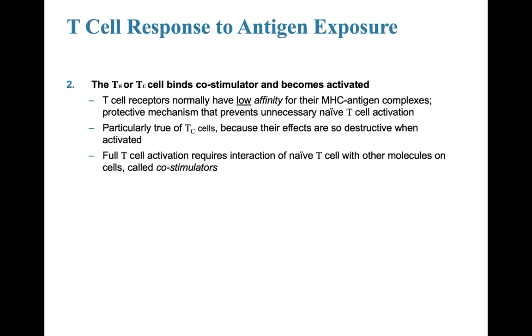The second stage is that the helper T cell or the cytotoxic T cell binds a co-stimulator and becomes activated. T cell receptors normally have low affinity for their MHC antigen complexes, a protective mechanism that prevents unnecessary naive T cell activation. This is particularly true of the cytotoxic T cells because their effects are so destructive when activated. Full T cell activation requires the interaction of naive T cells with other molecules on cells, which are called co-stimulators.